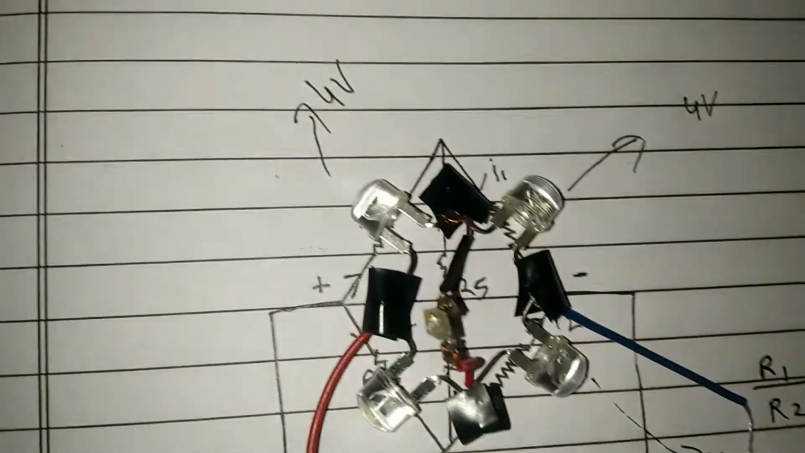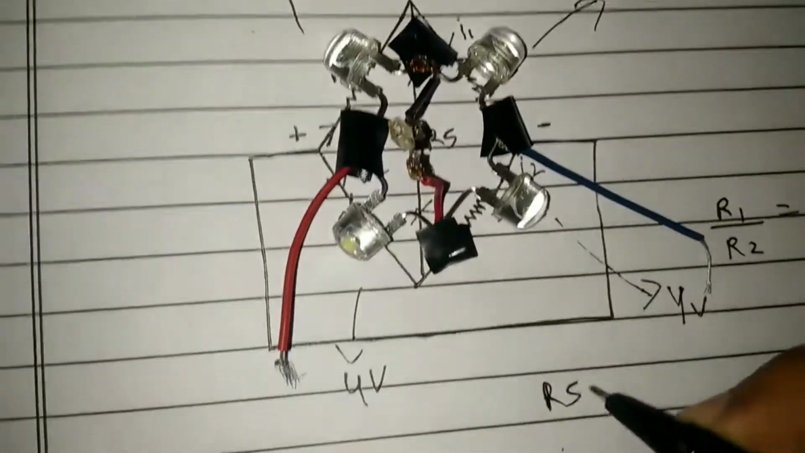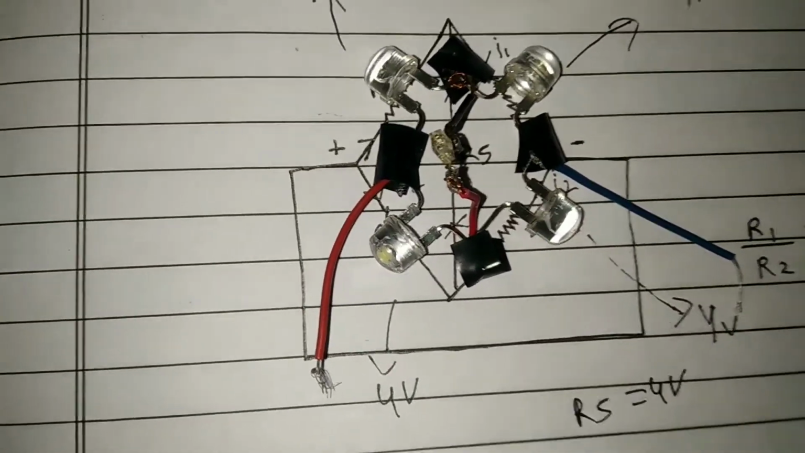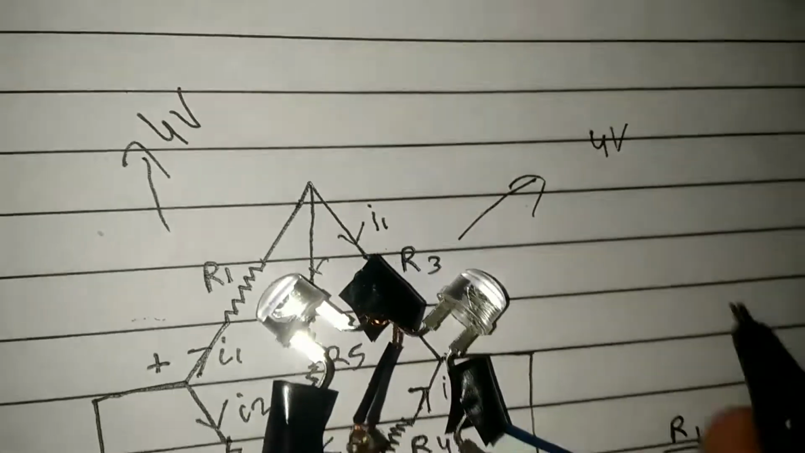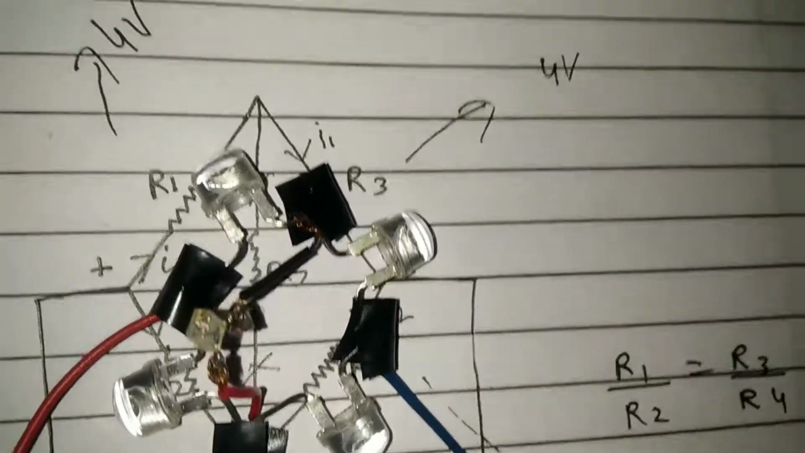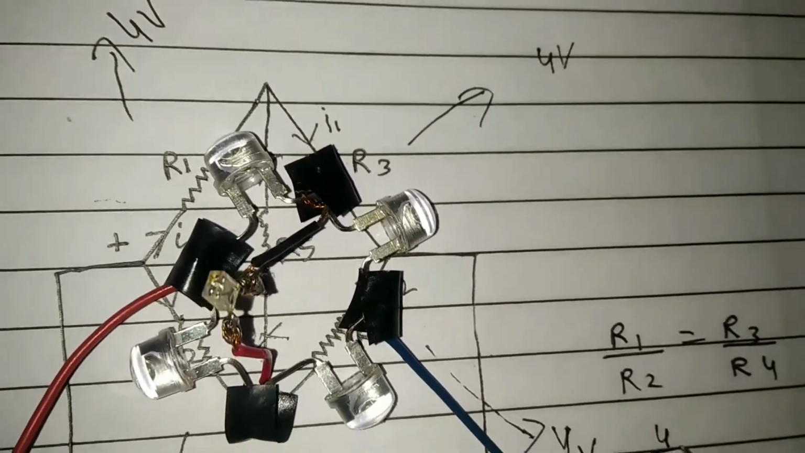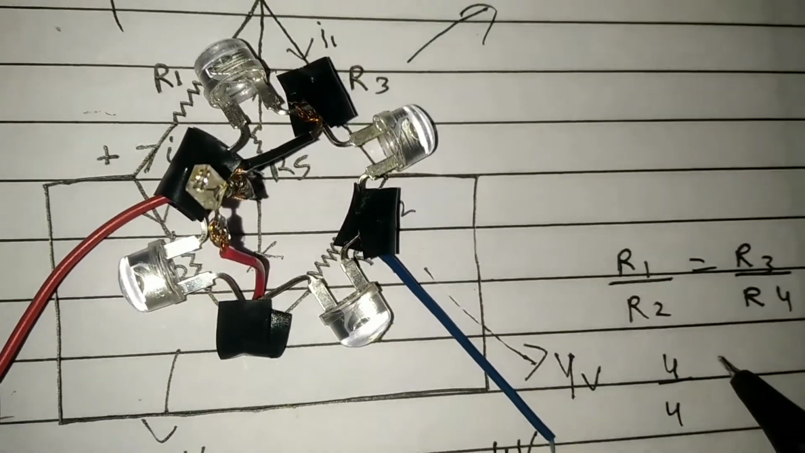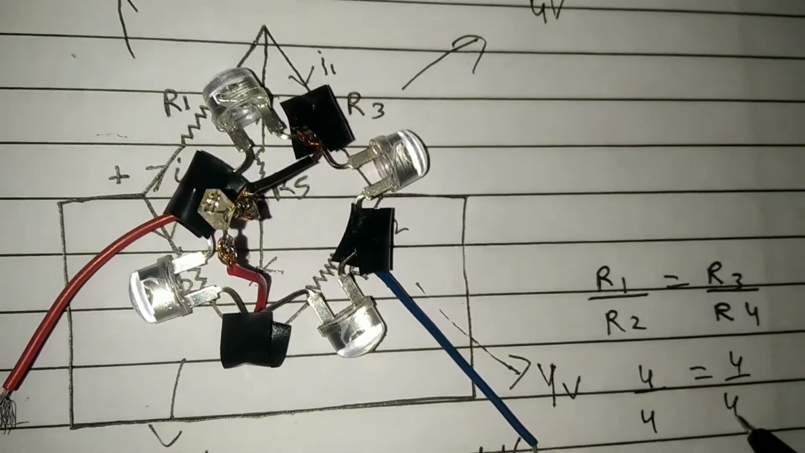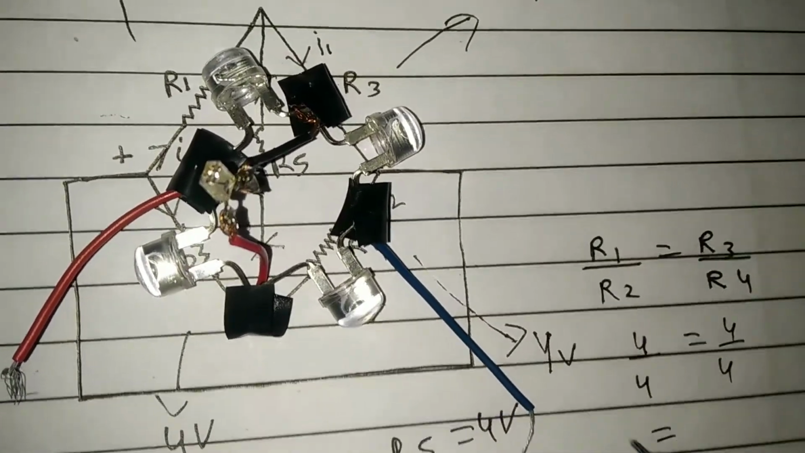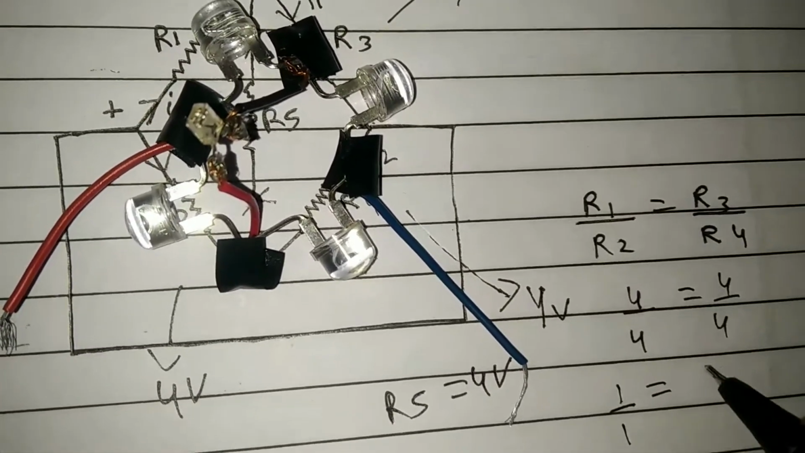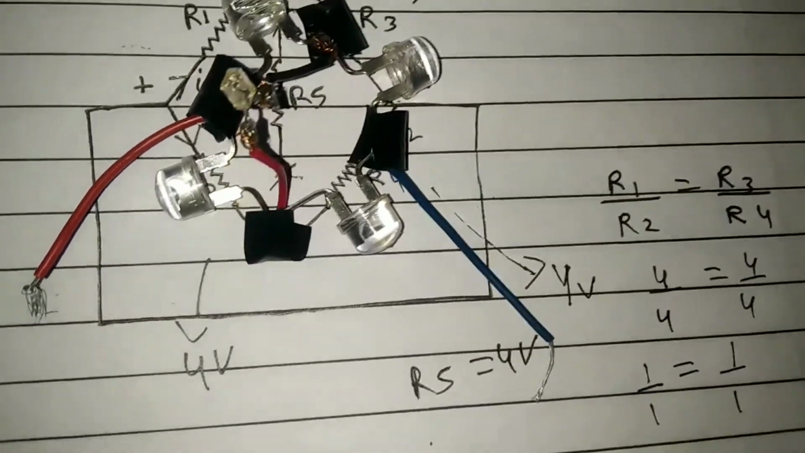Now let's come to the formula and calculation part. According to the Wheatstone bridge formula, R1 by R2 should be equal to R3 by R4. Now let's check whether the formula is true in this case. Here R1, R2, R3 and R4 are all 4 volts, and the result we get is 1 by 1 is equal to 1 by 1.